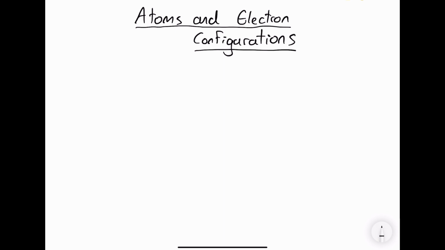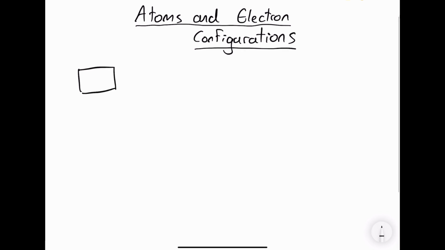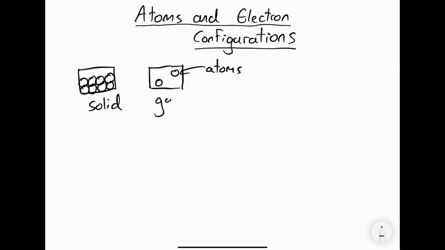Today I'm going to be talking about atoms and electron configurations. So most of the time with particle diagrams, you'll see that atoms are drawn as spheres or circles that look something like this. So this would be the particle diagram of a solid, and then a gas would look something like that. Now these particles can be either molecules or they can be atoms. So let's say that these are atoms. This would be a gas.